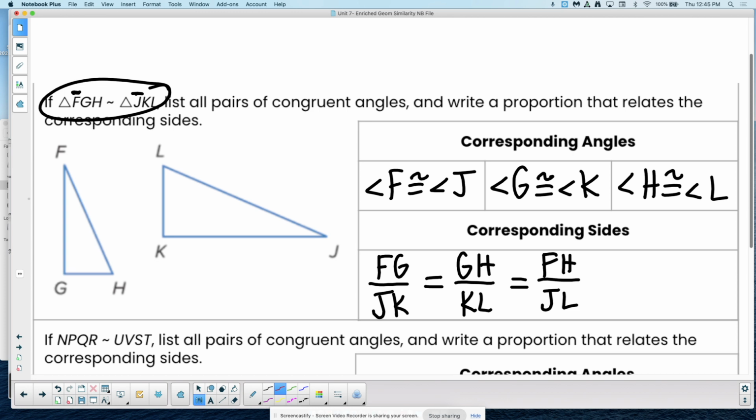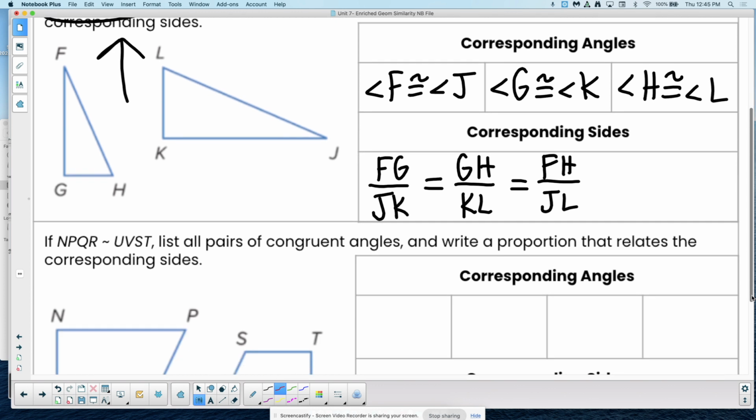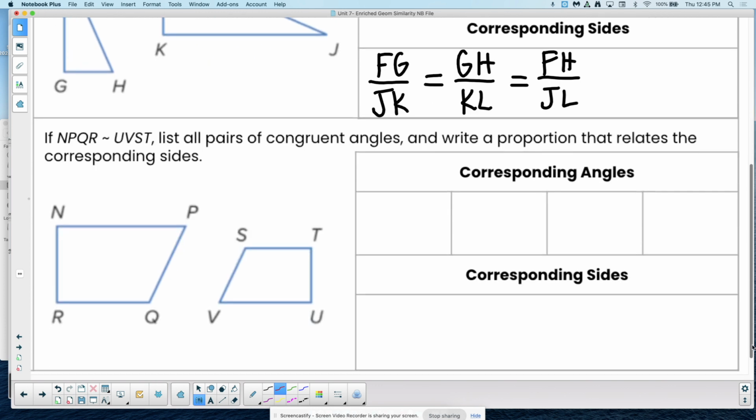And I just use my similarity statement up here to help me write my corresponding parts. I don't think we need to do this again, so I'm going to skip this next one. The two examples of listing is plenty.